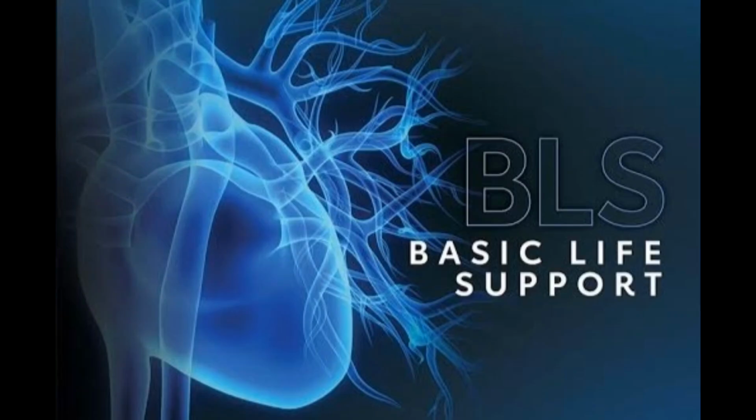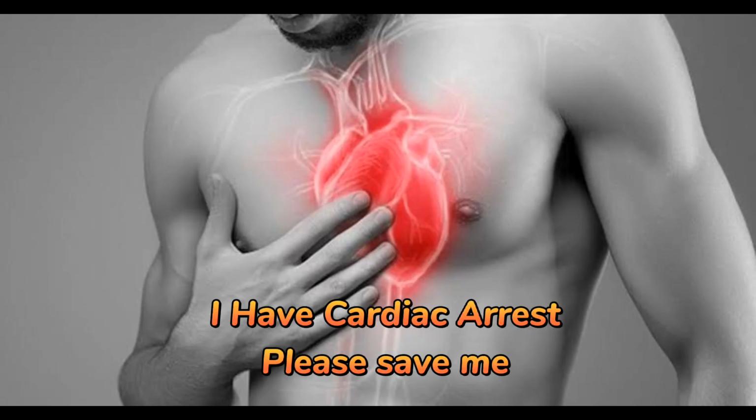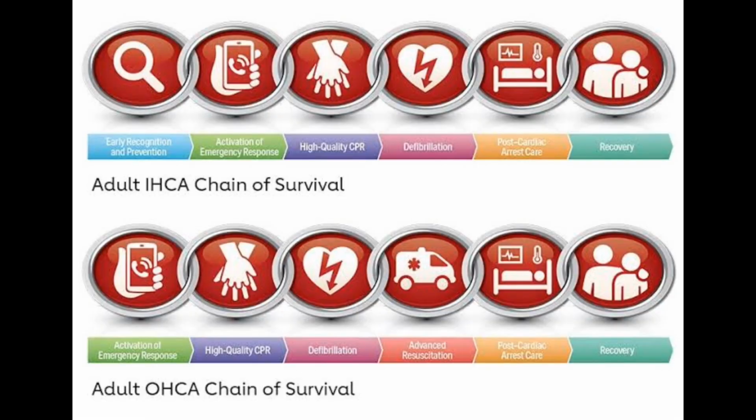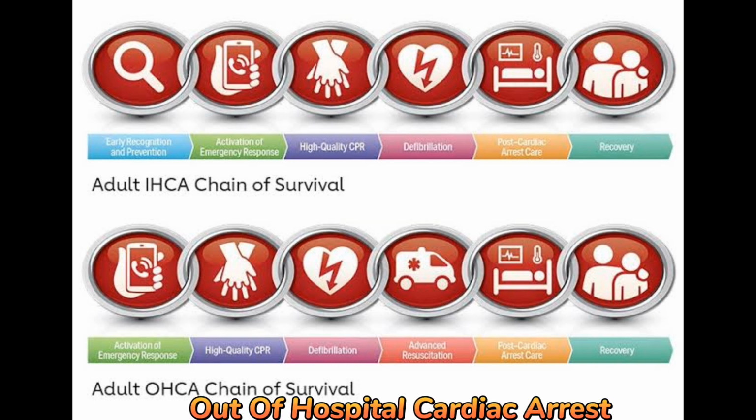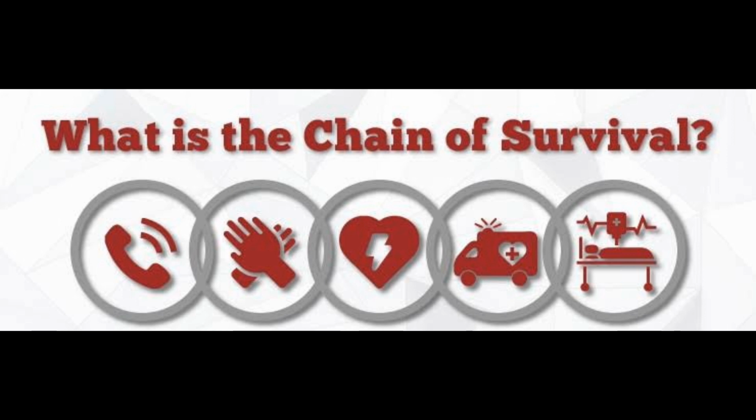Today we will discuss basic life support. Whenever a patient is in cardiac arrest and you have to save his life, there are two types of cardiac arrest: in-hospital cardiac arrest and out-of-hospital cardiac arrest. So there is a chain to manage this type of cardiac arrest through 6 links, which we will discuss here.